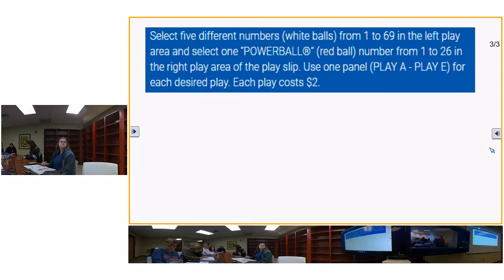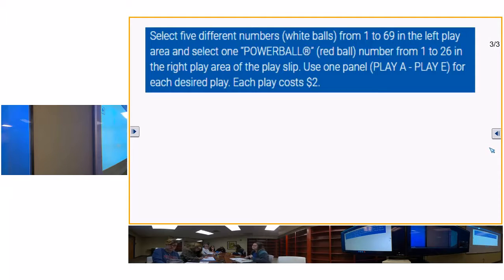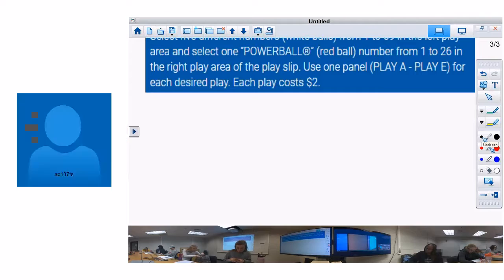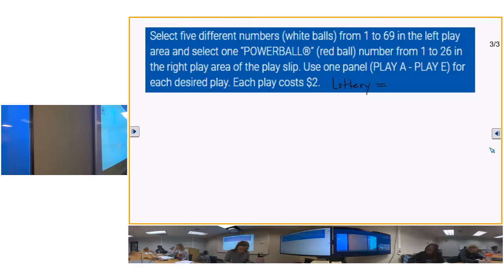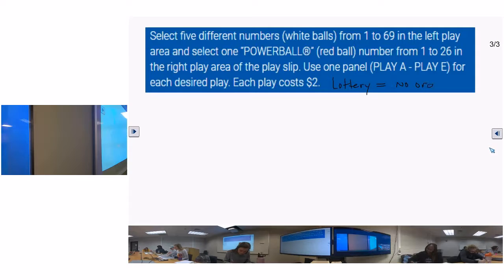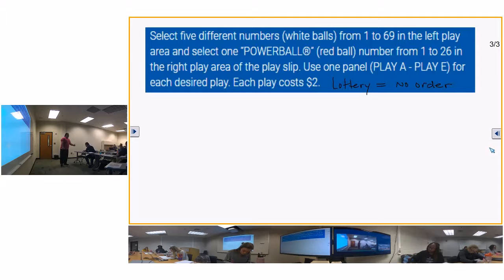Now, the way that you do this, does the question say anything about order? No, because the lottery, no order. So you need to write that down. Lottery equals no order. Most of the time. I haven't seen one yet. Lottery is no order. Because if you have order, nobody would ever win it. The probability of winning the lottery is very low. If you put order in the numbers, good gosh, nobody would ever win it.